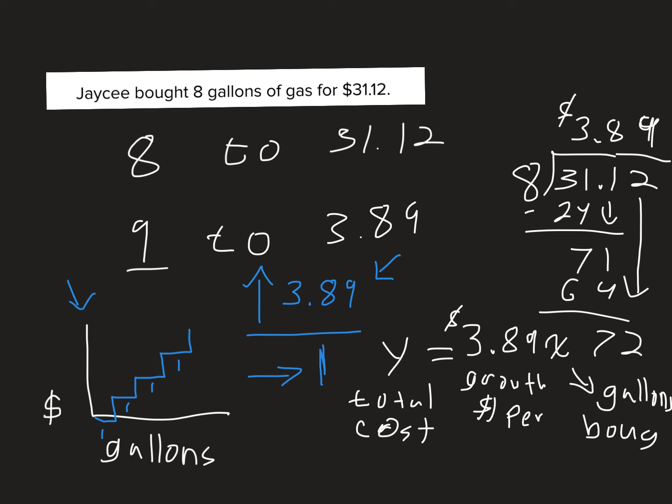So if I bought 5 gallons, I would multiply $3.89 by 5. If I bought 10 gallons, I would do 10 times $3.89, so on and so forth. So this is my final equation, keeping in mind that it represents something that's going on. And all of the letters just represent unknown values, in this case the cost and gallons bought.